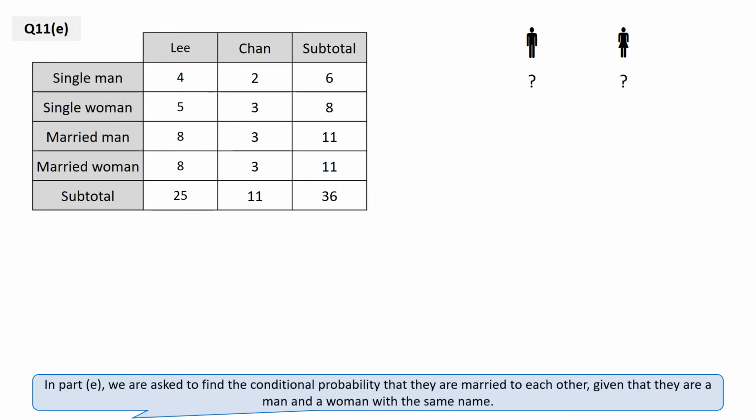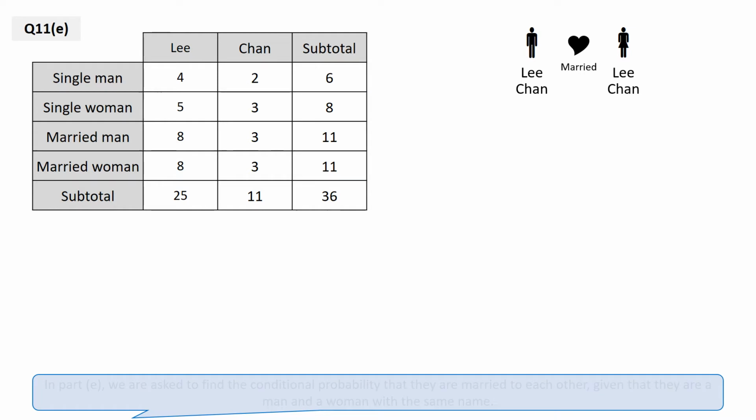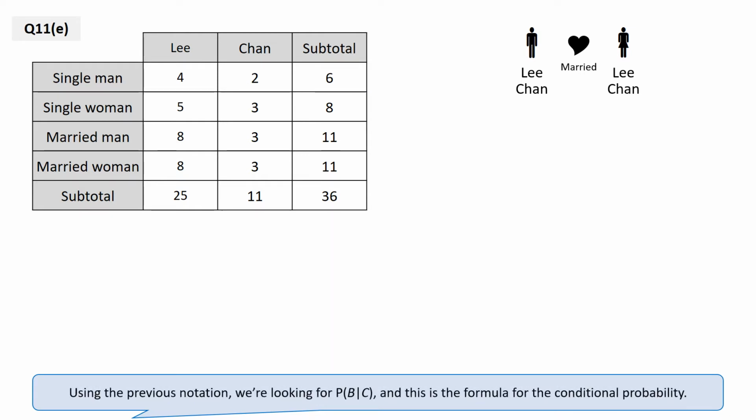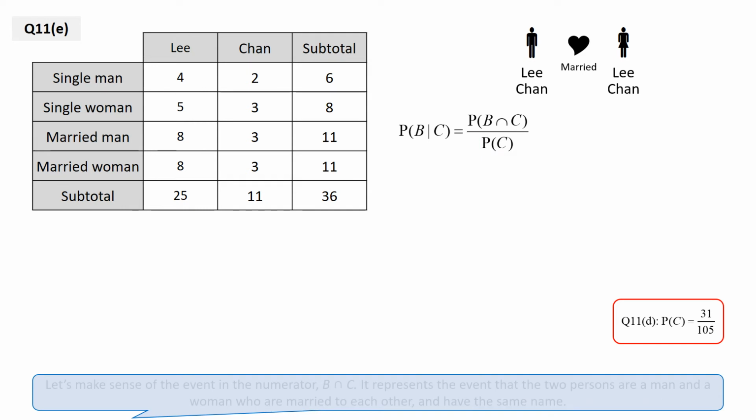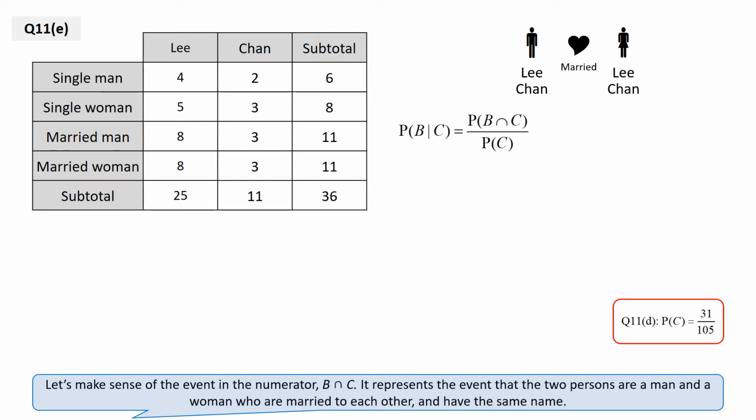In part E, we are asked to find the conditional probability that they are married to each other, given that they are a man and woman with the same name. Using the previous notation, we are looking for probability B given C, and this is the formula for the conditional probability. The conditioned event is man and woman with the same name, and we have already found its probability in part D. Let's make sense of the event in the numerator B intersection C.